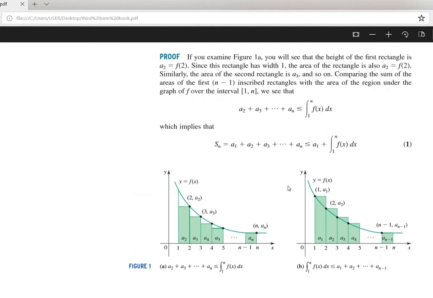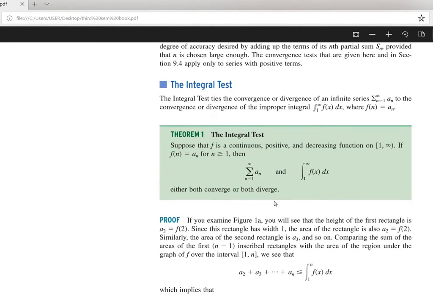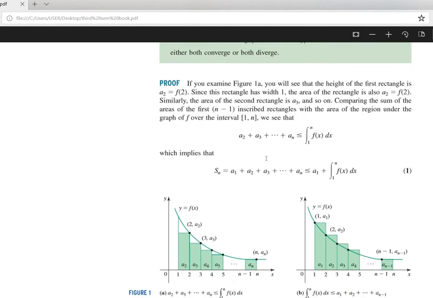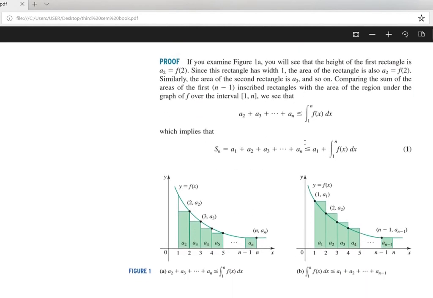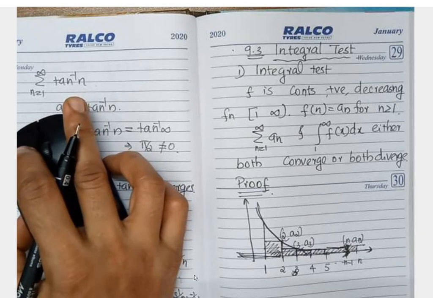Right. The integral test: the proof is for f of an equal to f, given that f is continuous, positive, and decreasing. We have to prove this integral test. For that, in order to consider this, look at the picture. Consider the graph y equal to f of x. I will show it in the notebook.